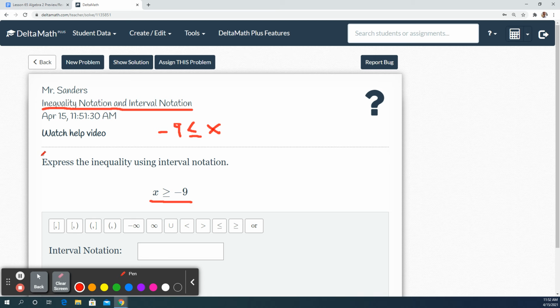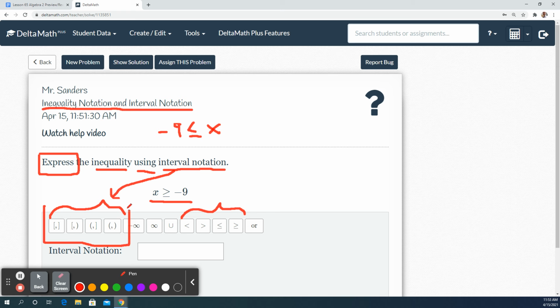All right, let's put everything together. Express the inequality using interval notation. Remember, these are our interval notation symbols, and then these right here are inequality symbols. So express the inequality using interval notation. That means we'll be using these right here. So this says x is greater than or equal to -9. So this has that equal sign. Do you remember what kind of inequality notation has the equal sign? x are all numbers bigger than -9. So that means we would start at -9, and it would be all the numbers bigger than that. x is greater than or equal to -9.